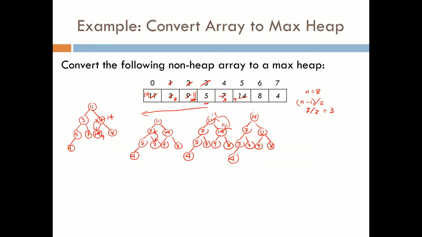14 is greater than both 7 and 11. 7 is greater than 5 and 3. 11 is greater than or equal to both 9 and 8. And then the 5 is greater than or equal to the 4. And so we have a tree that is a complete binary tree. The last row is aligned from the left, and it has the heap order property. And so this that began as an array is now a heap.